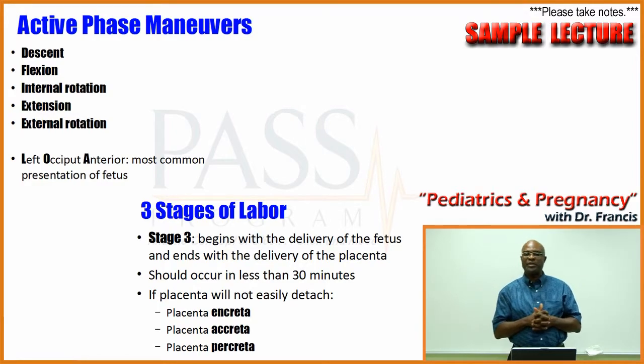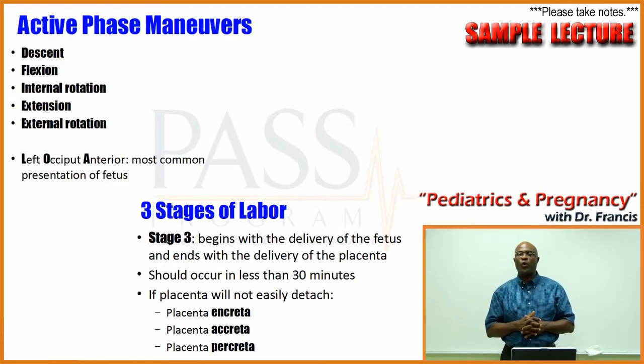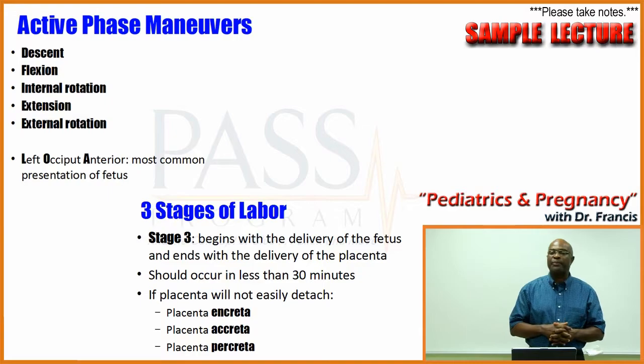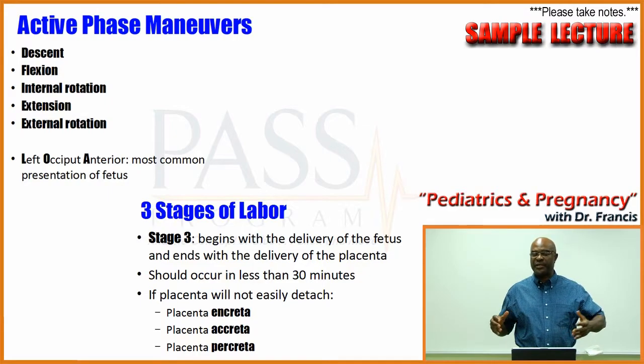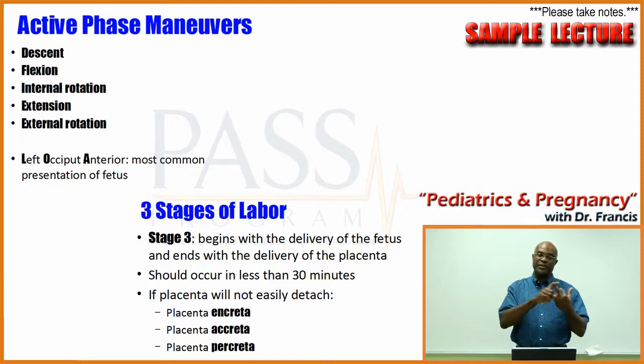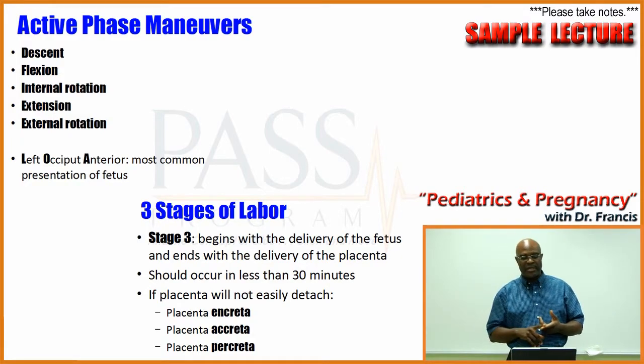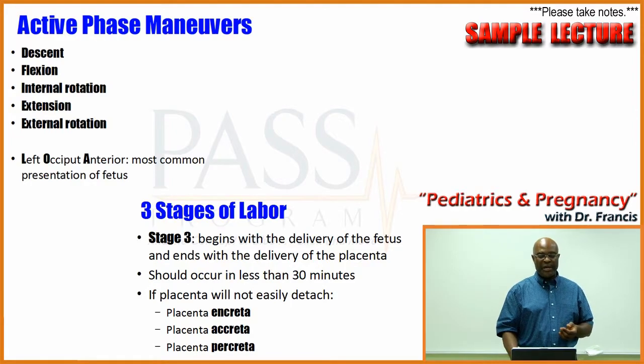Rotate his head one more time as he comes out, so that left occiput anterior, or LOA, is the most common presentation of fetuses when they get delivered, and that happens 70% of the time. So again, descent, flexion, internal rotation since he's inside, extension as he comes into the vagina, and then external rotation as he comes out.